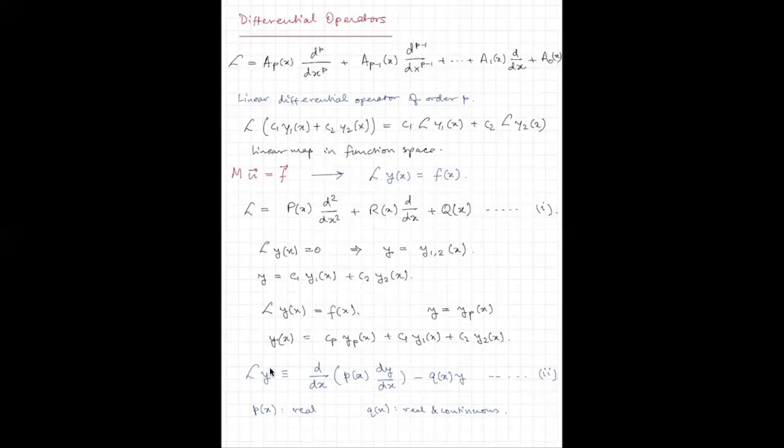One of the very nice features of these Sturm-Liouville operators is that they're self-adjoint with respect to the inner product. So let us show you that. Remember what f and g were. The inner product is given by the integral from a to b of f(x) star g(x) dx. So the Sturm-Liouville operators are going to be self-adjoint with respect to the inner product, provided that they obey appropriate boundary conditions.